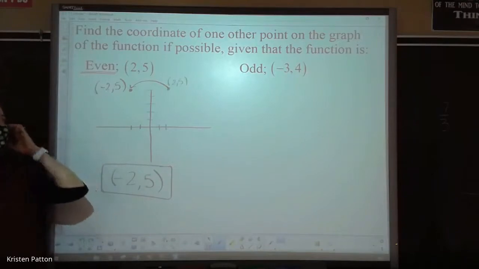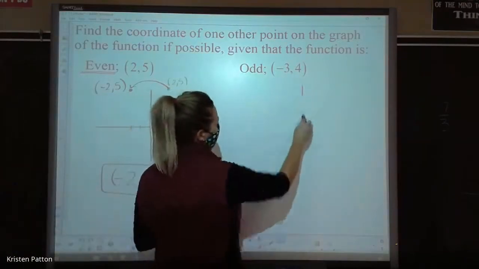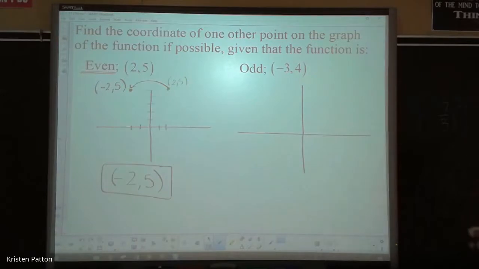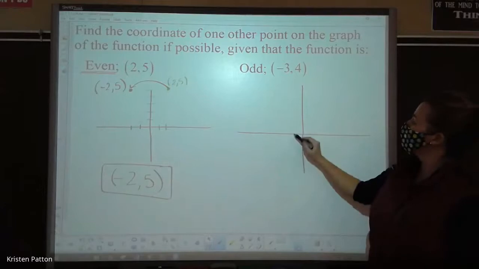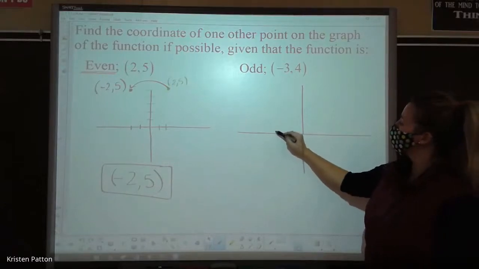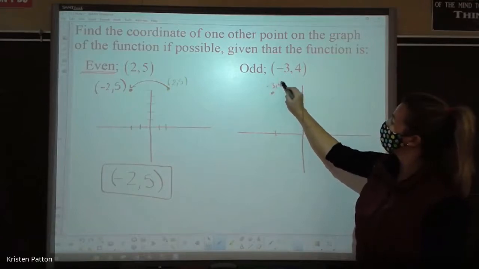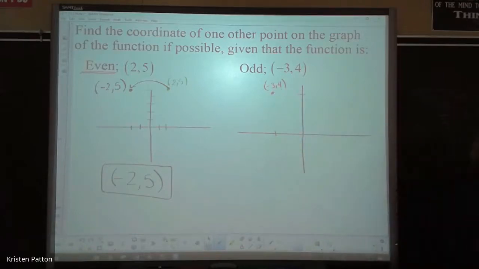Let's talk about this next one. They're telling us that this is going to be an odd function, a completely different graph. It doesn't even matter what the graph looks like. They're telling me it's odd, and they're telling me that I have the point (-3, 4). I didn't even put the tick marks because I want to prove we don't need the tick marks. You can put them there if you want. I want one other point on this graph. What am I going to do?